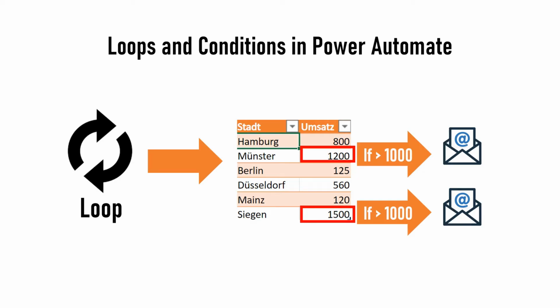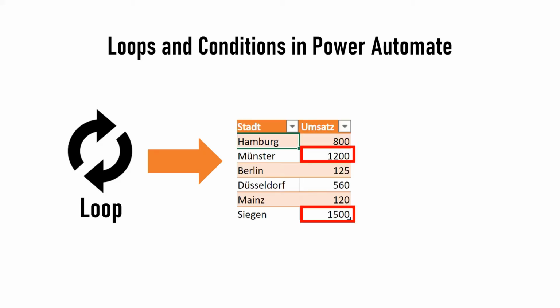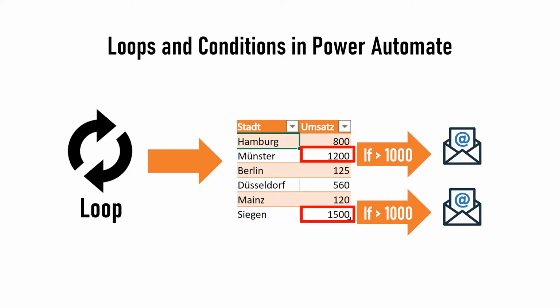Hey guys, Michael here, and today I would like to show you how to create loops and conditions in Power Automate. Our project will contain a loop, and with this loop we will go through a table row by row and check each row if the turnover is greater than 1000, and if this is the case, we will send an email. Okay, let's go.